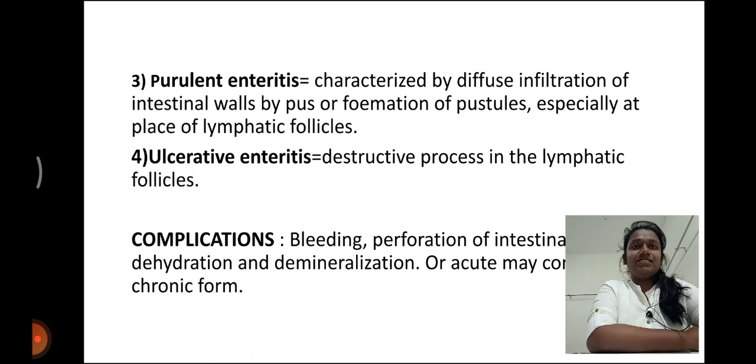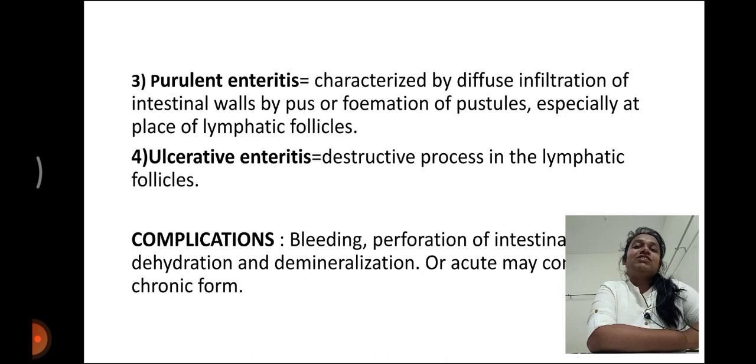Purulent enteritis. It's characterized by diffuse infiltration of intestinal walls by pus and formation of pustules, especially at the place of lymphatic follicles. Fourth one is ulcerative enteritis. It's a destruction process which occurs at lymphatic follicles.